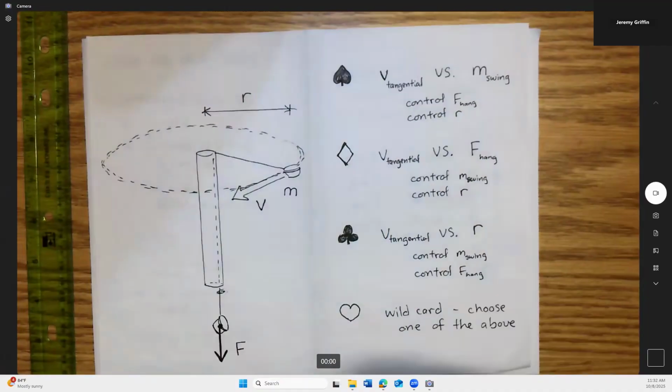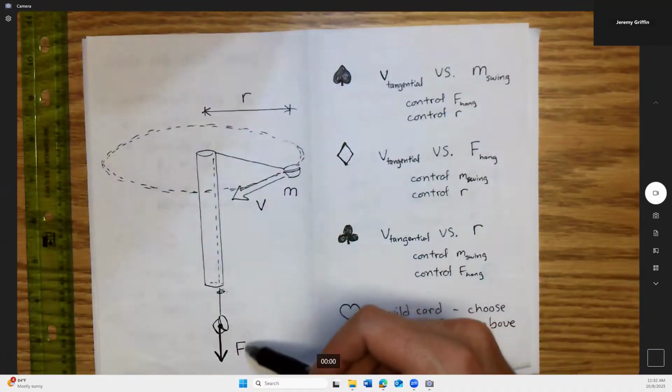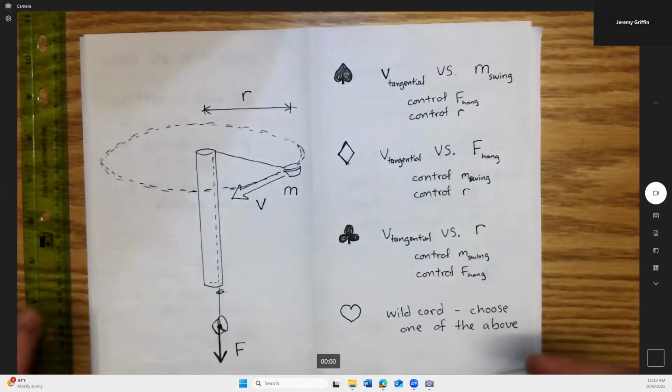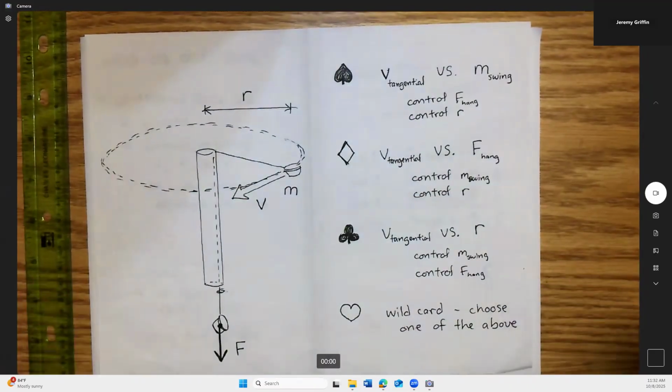Right, so we have this experiment going on. We're trying to figure out the relationship among these four variables. Can I link all these variables together in one giant master equation? That's what we're going for.